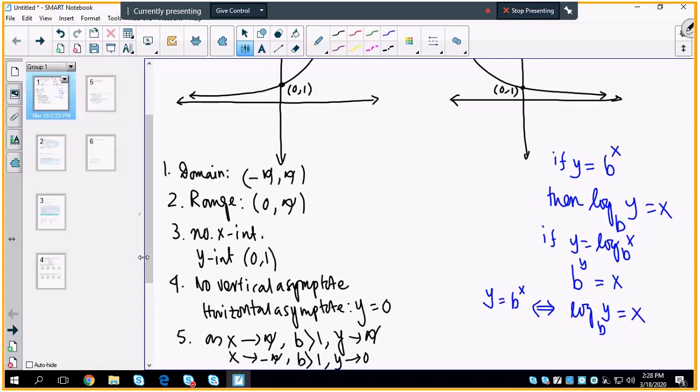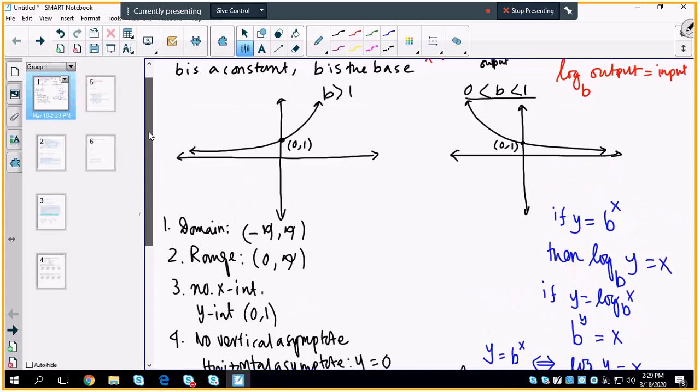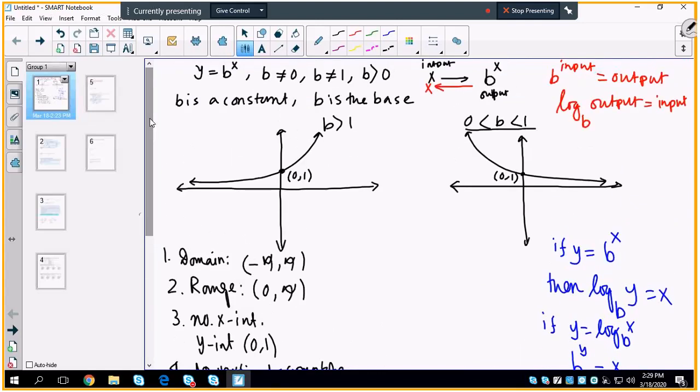So as I have said, we are going to read log of x to the base b. And this logarithmic function is the inverse of the exponential function. Remember from our inverse function class, I said the graph of the inverse function and the original function are mirror images of each other along the straight line y equal to x.